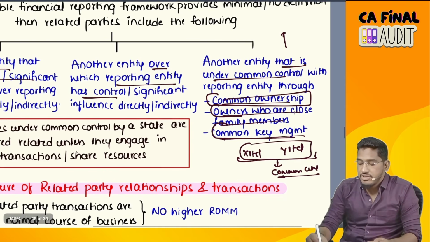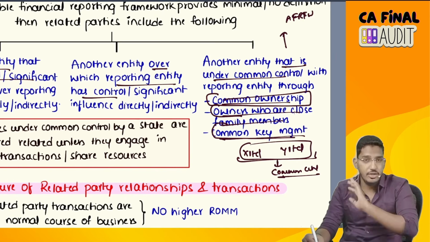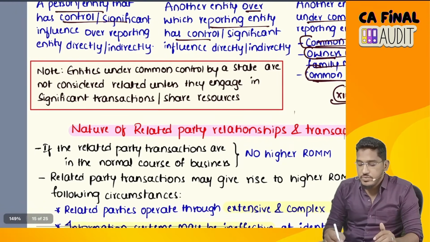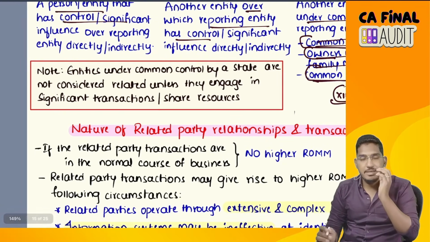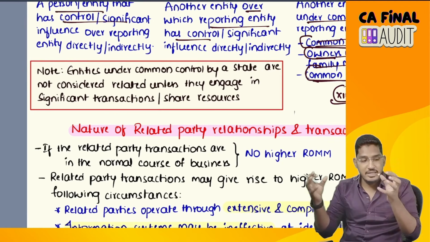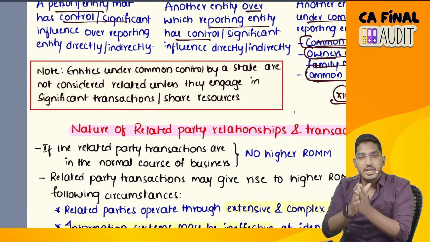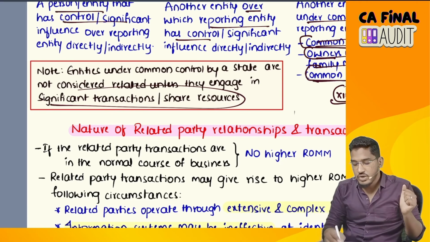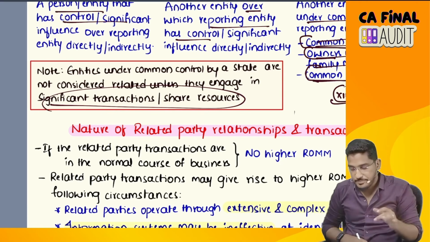And you have to follow this definition only when the definition given in the applicable financial reporting framework is incomplete or not given. And they have given one note point here: entities which are under common control of a state. Basically, if two entities are under common control of the government, they will not be considered related unless they share significant transactions or share resources.